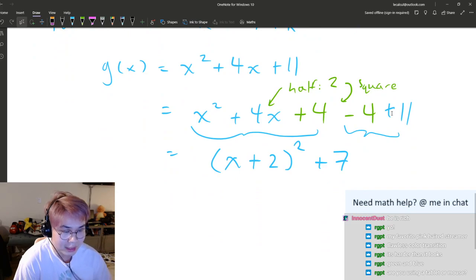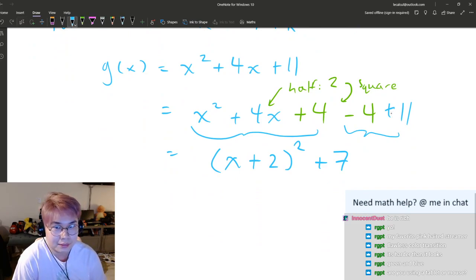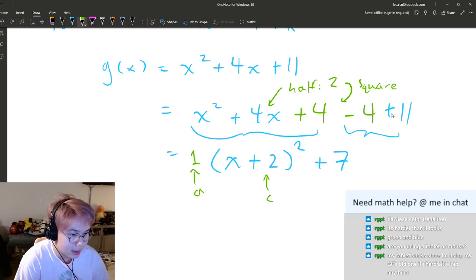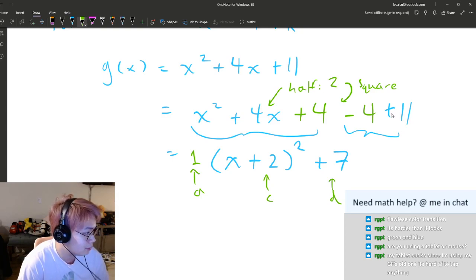But okay, back to this. So I know that this is my A value, which is 1. This is my C. And then this is D in terms of the transformations.